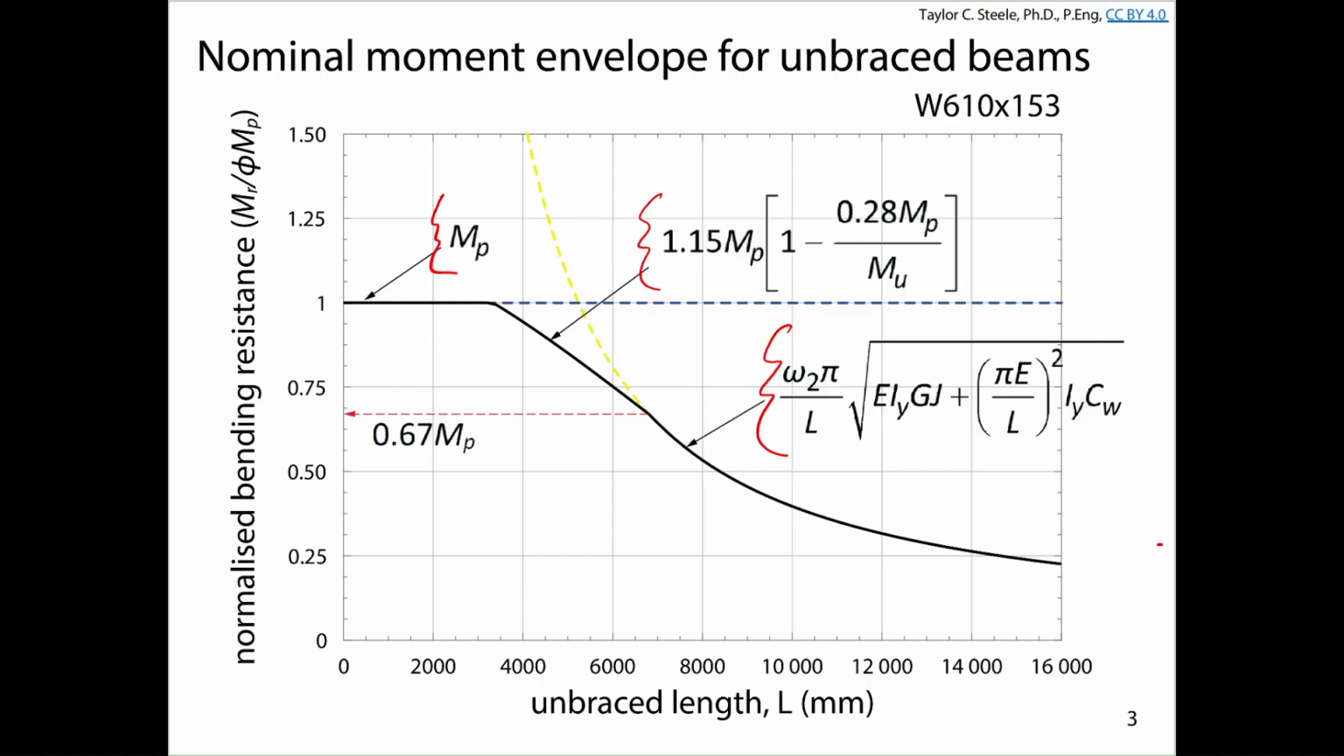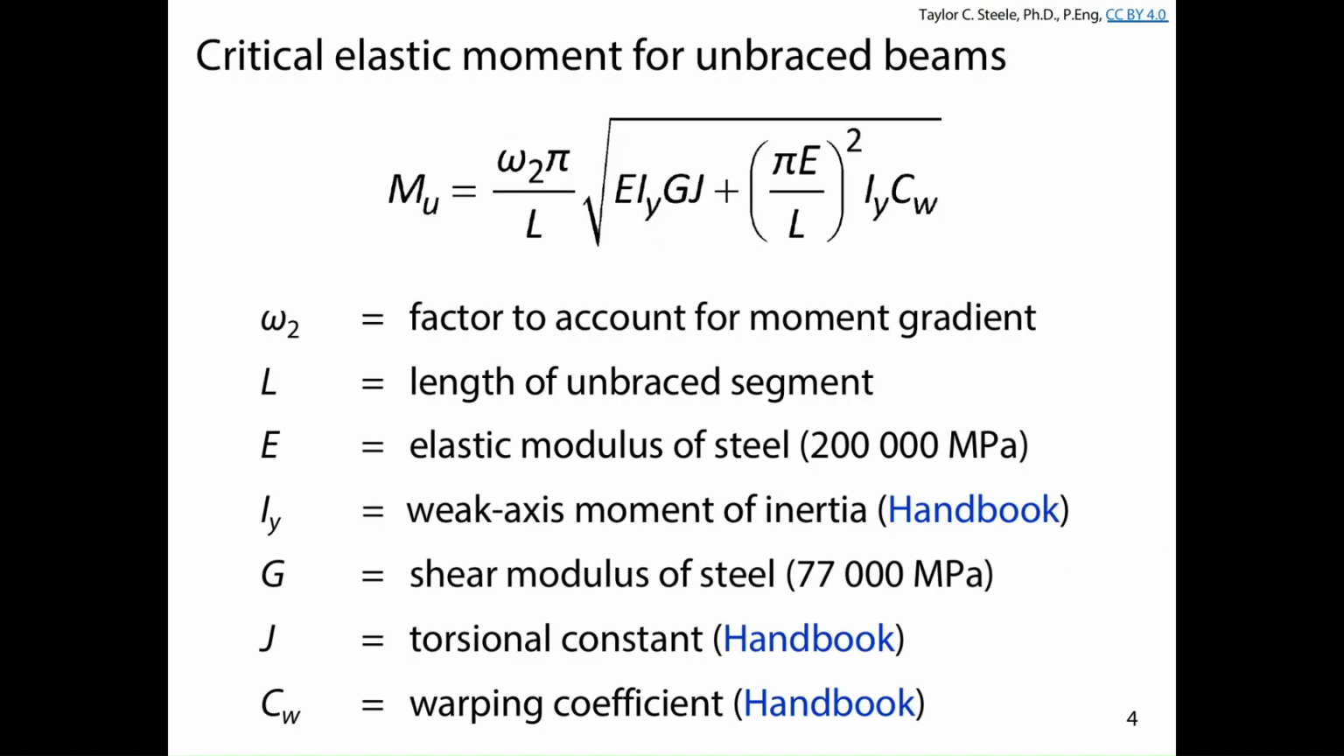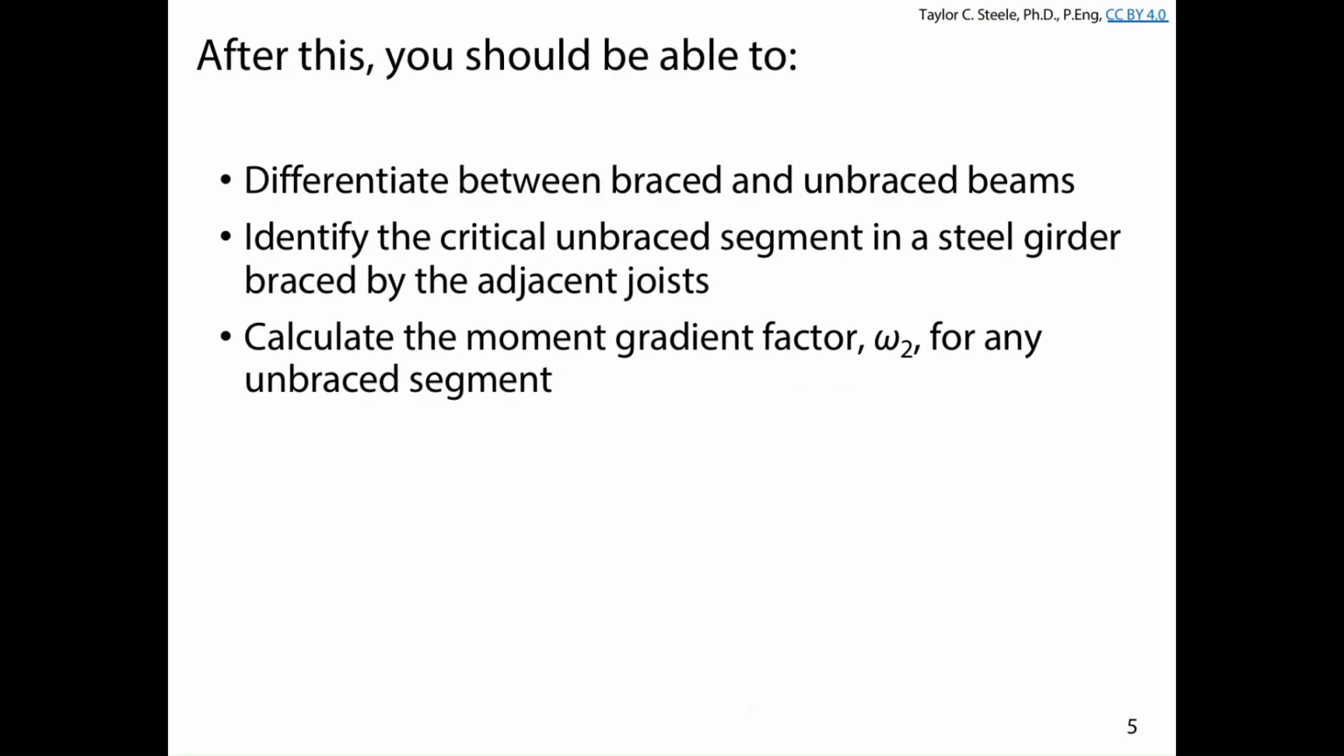If there is an unbraced segment length that was long enough that we weren't getting the full plastic moment resistance, there's a region where we get inelastic lateral torsional buckling. And basically whether or not we get elastic lateral torsional buckling, inelastic lateral torsional buckling, or the full cross-sectional strength depends on the unbraced segment length. And in the example the other day, the unbraced segment length was just equal to the length of the beam. We use this equation to calculate the critical elastic bending moment Mu. And today we're going to focus a little bit more on omega 2 and L, specifically when omega 2 is not 1 and when L is not equal to the length of the beam.